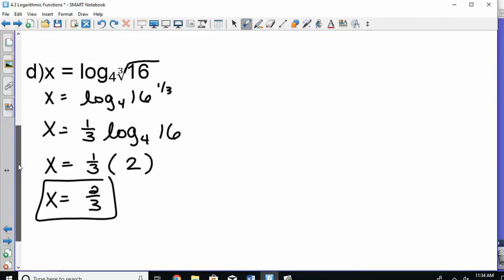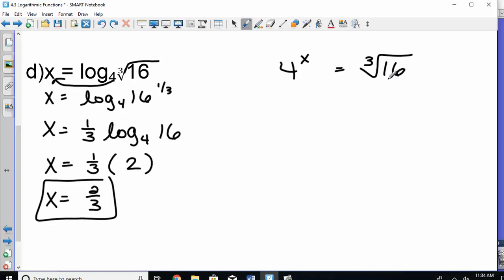Could have also done that one just by the definition. 4 to the x power equals the cube root of 16, and then start getting your common base from there, like we did on the previous problems. And that would work as well. Okay, so far so good.